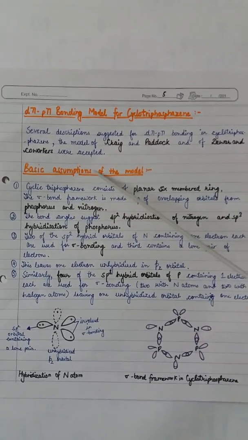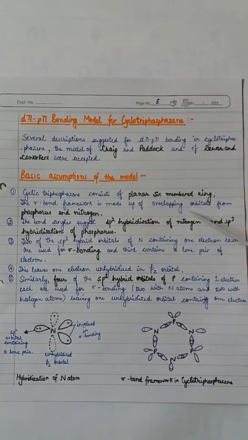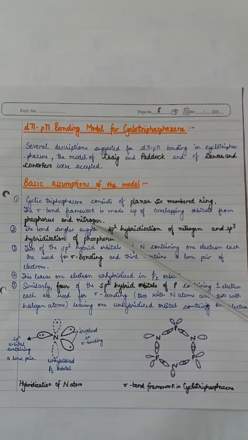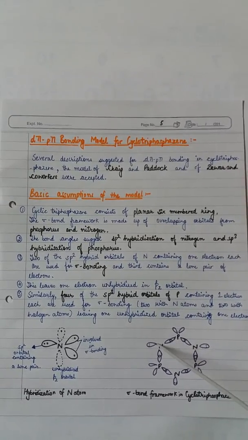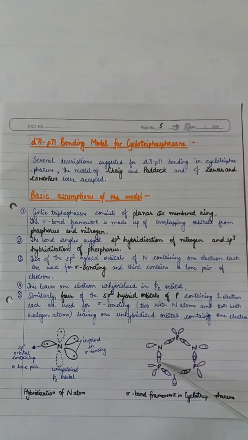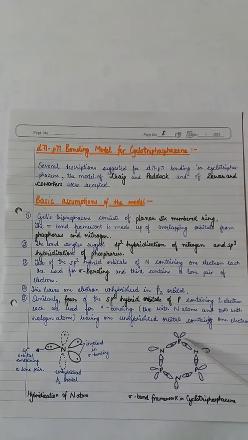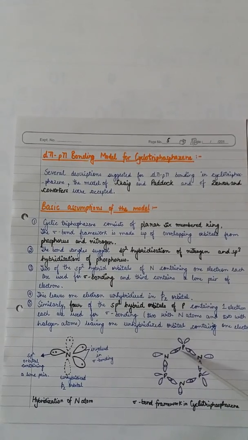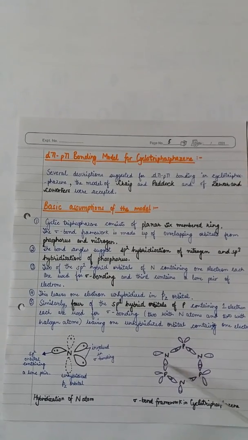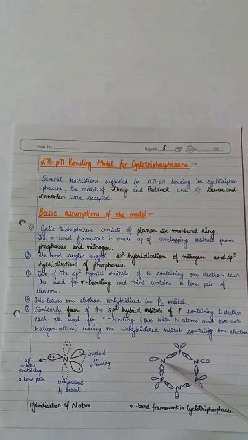The first assumption was that the sigma bond framework is made up of overlapping orbitals from phosphorus and nitrogen. So it is formed with the help of sigma bonds, which are formed by the overlapping of orbitals from the nitrogen atom and the phosphorus atom. You can see here how these sigma bonds are formed in the ring by the overlapping of the orbitals of phosphorus and nitrogen.